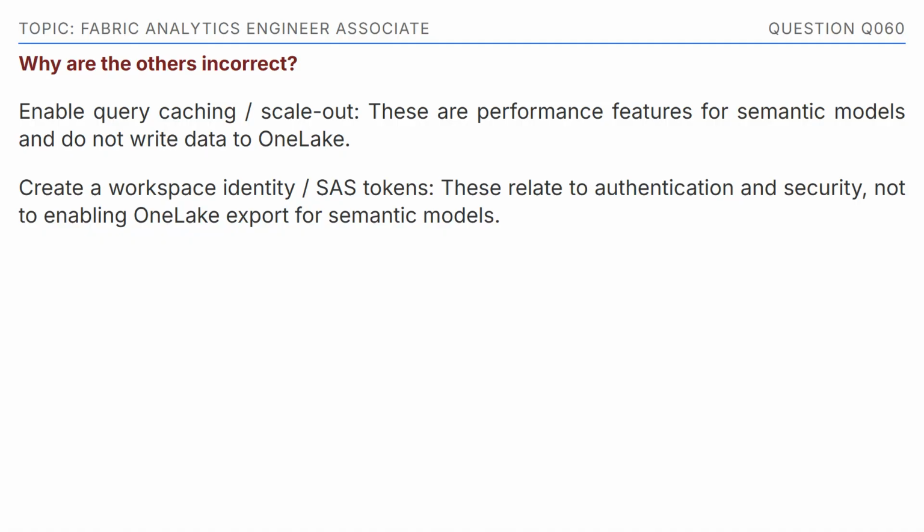Why are the other answers incorrect? Because enable query caching/scale out, these are performance features for semantic models and do not write data to OneLake. Create a workspace identity/SAS tokens, these relate to authentication and security, not to enabling OneLake export for semantic models.